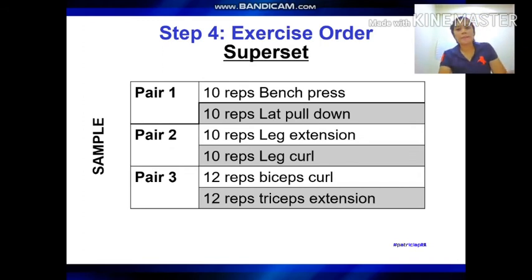Okay, the purpose of doing it is to increase strength and to promote muscle growth by promoting metabolic stress. Okay, through the elevation of blood pH. Tak sempat nak bagi rest, the blood pH is elevating, thus the muscle growth will be promoted. Superset is beneficial for those who want to build muscle, hypertrophy and build strength.